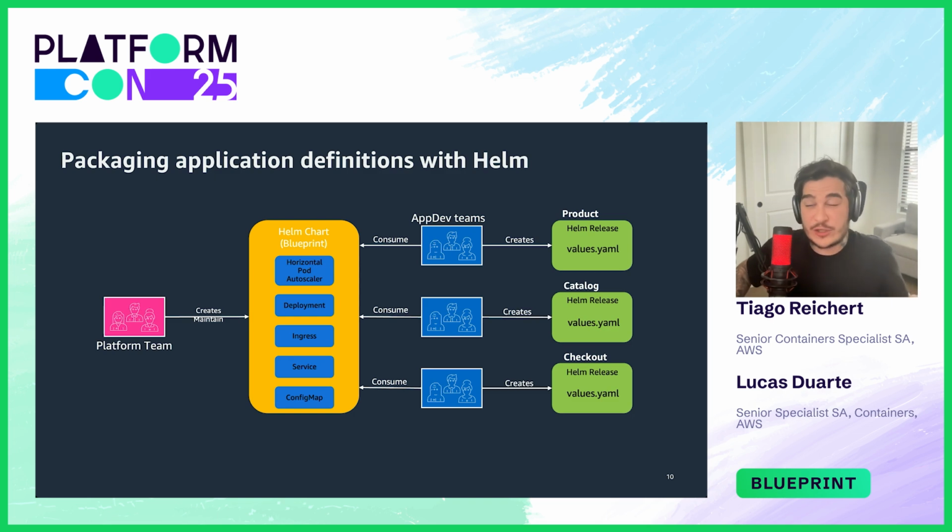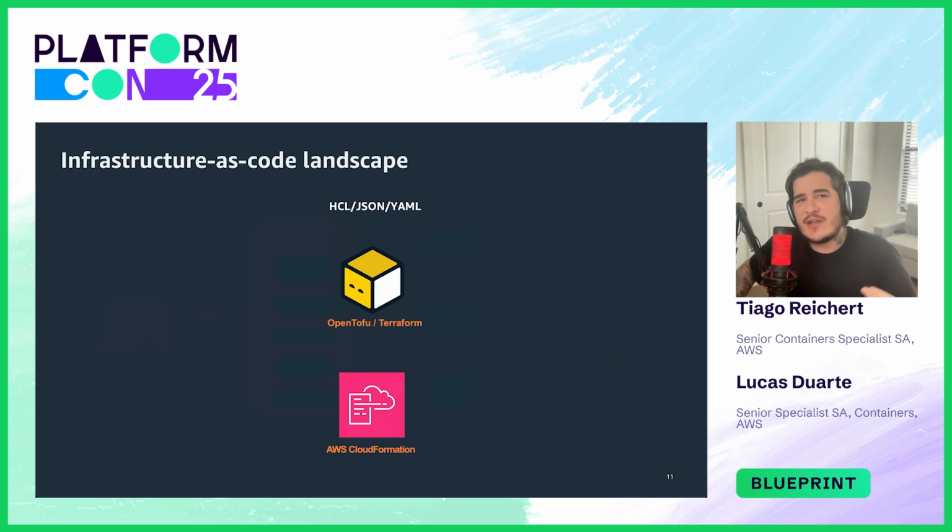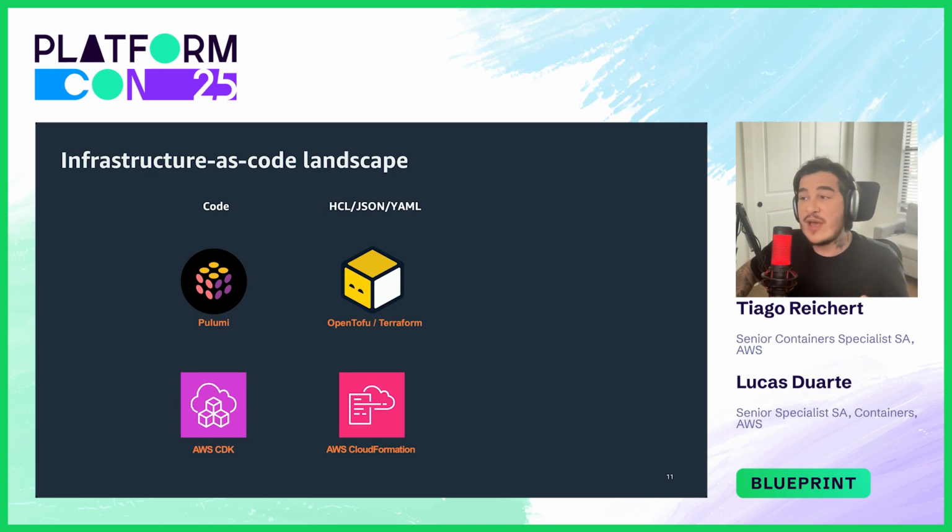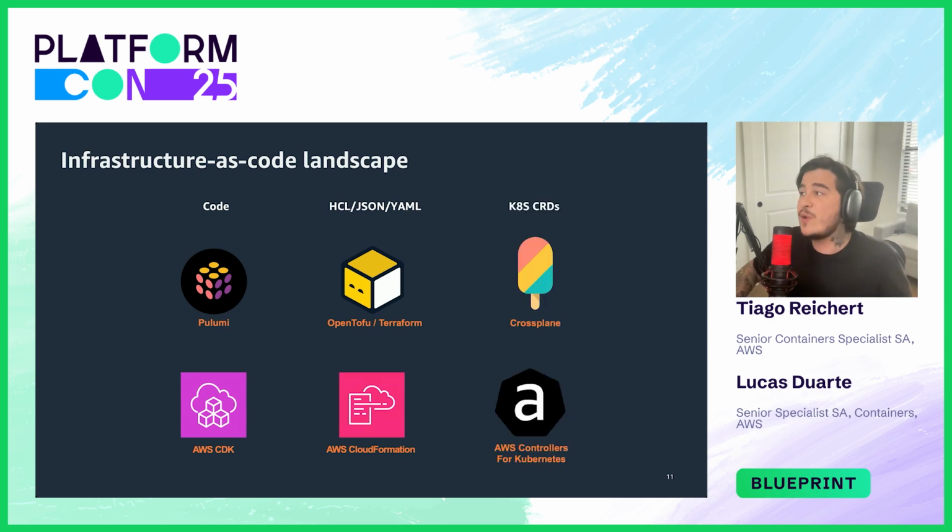We talked about infrastructure previously, right? What can we do with infrastructure? Essentially, the infrastructure as code landscape is pretty big. So we have HCL, JSON, YAML definitions like Terraform or even OpenTofu controller and CloudFormation. We have code as well, so we can use Pulumi or AWS CDK. And also we have custom resources. So Kubernetes controllers that allow us to provision infrastructure resources from within our Kubernetes cluster.